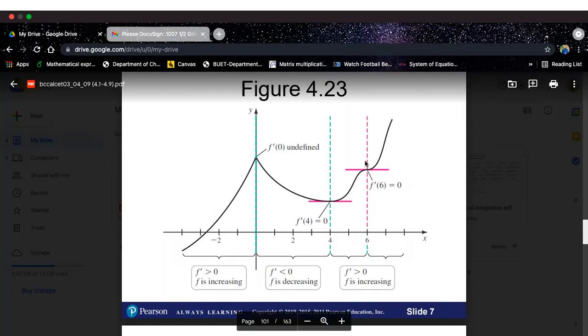Okay. Next, from 0 to 4 now. If you can draw a tangent line at any point here on this part from 0 to 4, you will see it creates an angle with the x-axis of more than 90 degrees. Okay, it creates an angle of more than 90 degrees if you try to draw a tangent line anywhere, at any point on this part of the graph.